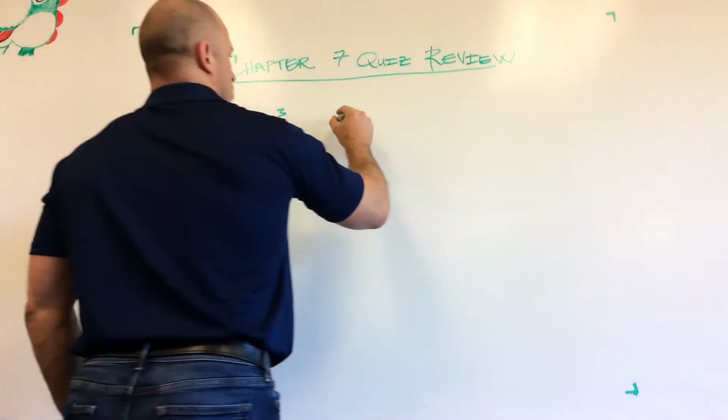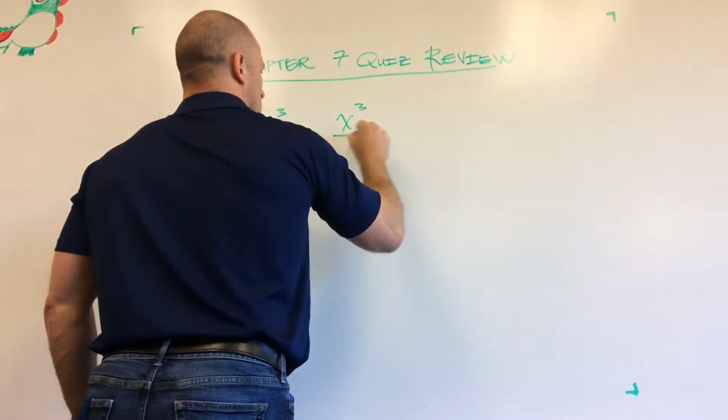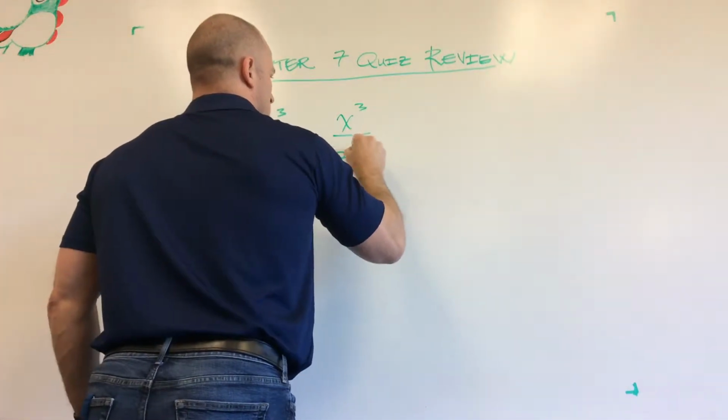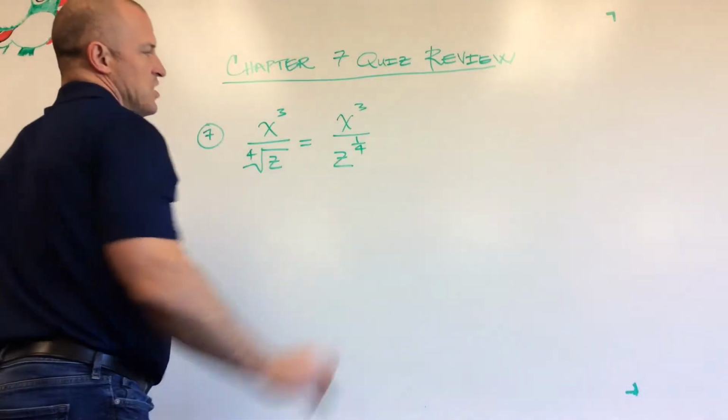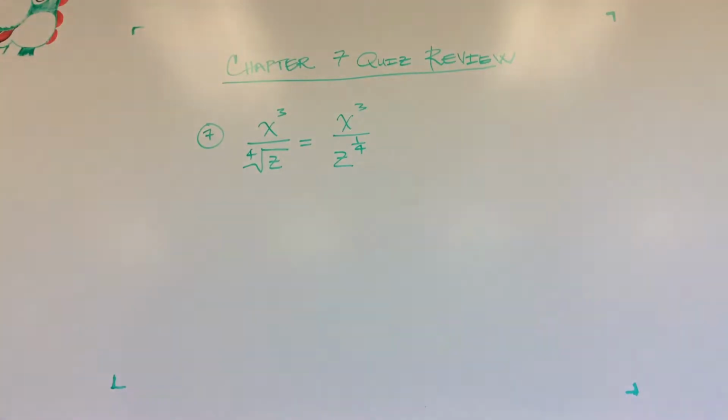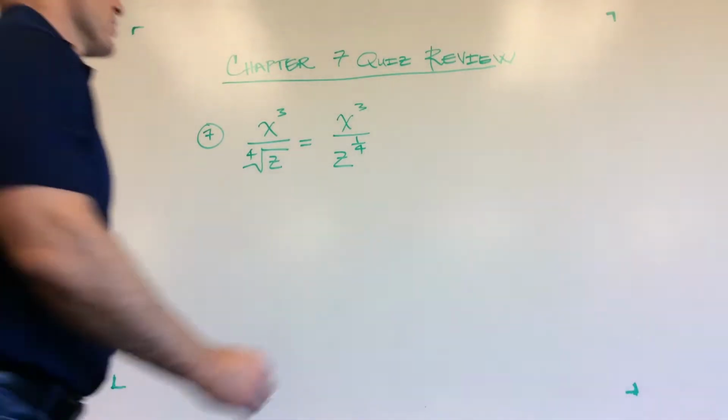So the first thing we can do is just rewrite as fractional exponents. The same as x cubed over z to the 1/4. We have z to the 1/4 on the bottom. We need to get a whole power of z to eliminate the radical. If we had z to the 4/4, that would be the same as z to the 1st power, so we're just missing 3/4. So we're going to multiply top and bottom by z to the 3/4.